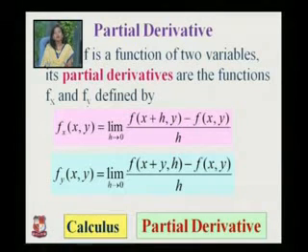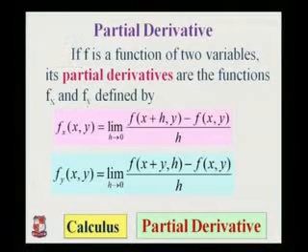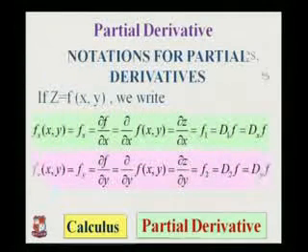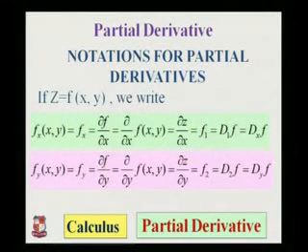Same thing for the derivative with respect to y. So fy(x, y) is equal to limit h tends to 0 of f(x, y + h) minus f(x, y) upon h. So here we are taking a little bit of increment in h, that is in the y form. So we are using different notation for partial derivative.